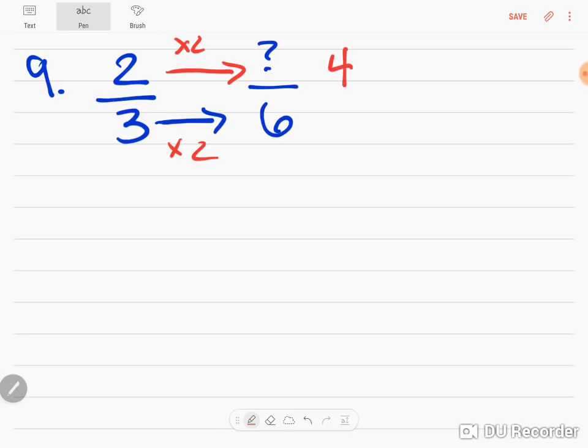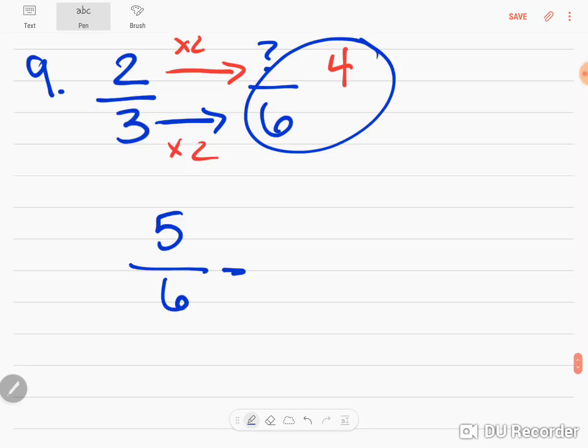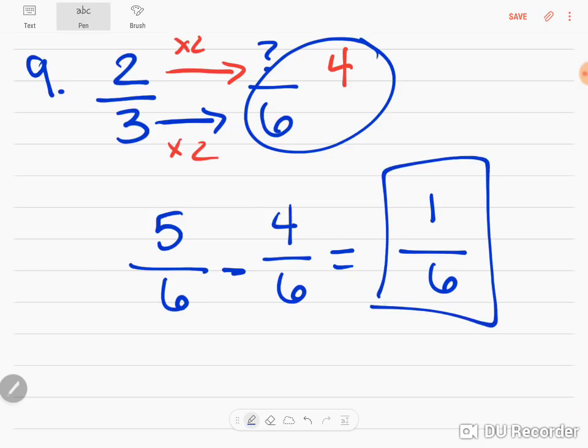And it says, then subtract that fraction from 5/6. And what is the difference? Well, I have 5/6 minus, and I'm going to take this fraction of 4/6, and I get 1/6. That is the difference.